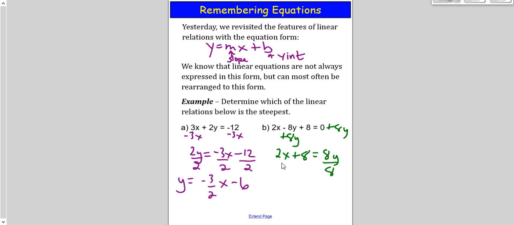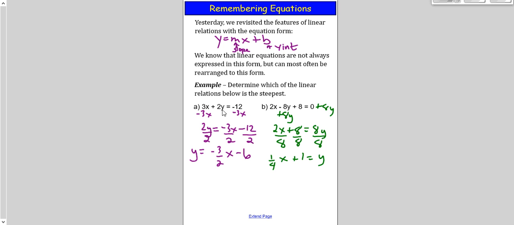So I'm going to divide by 8, which means I need to divide everything by 8. And I get 1/4 x plus 8 divided by 8 is 1, and 8 divided by 8 is 1, which is just y. Okay, and I can examine my slopes now. In this case, my slope was negative 3 over 2, which is negative 1.5, and over here my slope is 1/4, which is equal to 0.25.